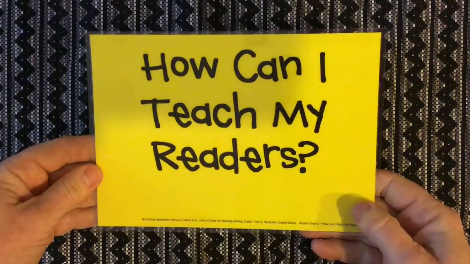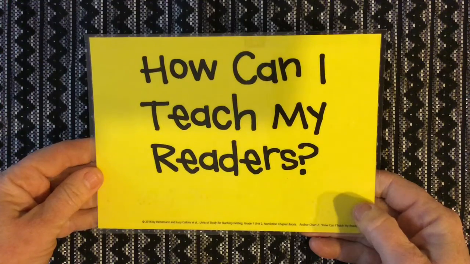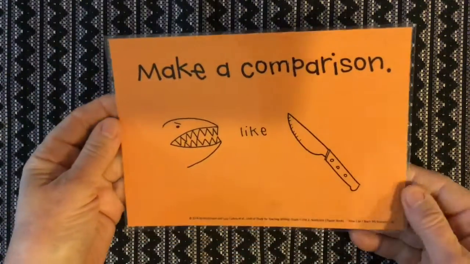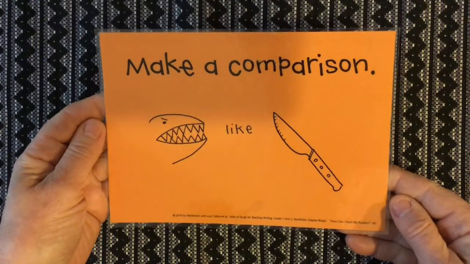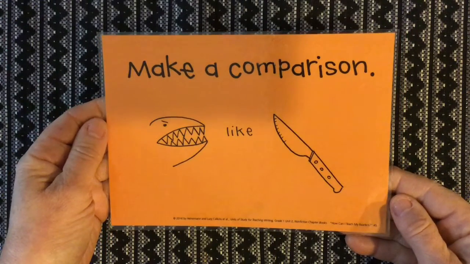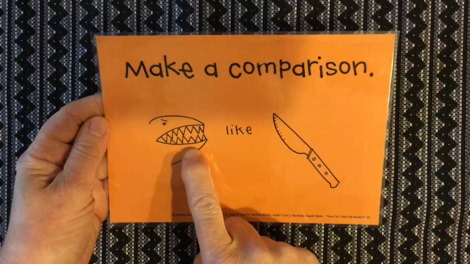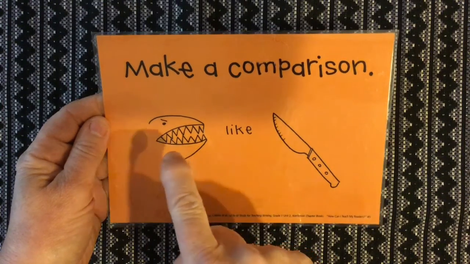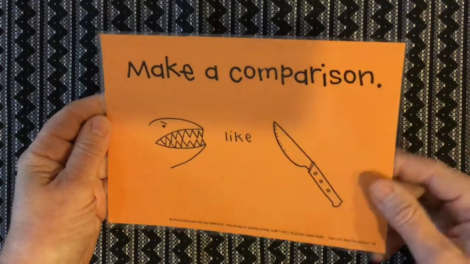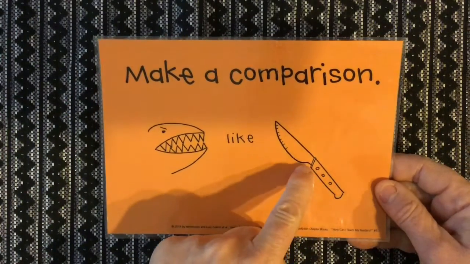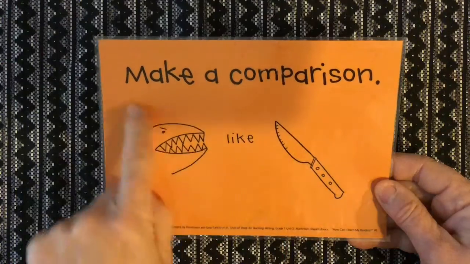We've been asking ourselves, how can I teach my readers? Yesterday's lesson was about how you can make a comparison so your reader really understands something. If you want to explain how sharp a shark's teeth are, you could say they're sharp like a knife because your reader probably knows that a knife is sharp. So yesterday was about how you can make a comparison.